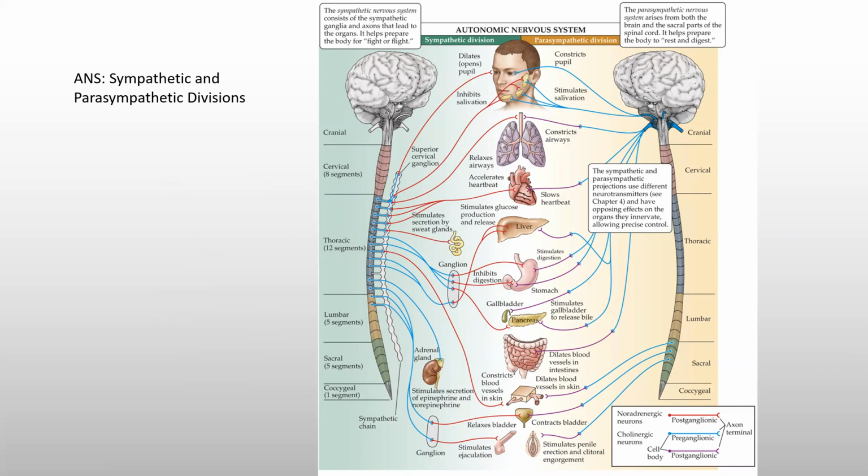So let's look at these in a little bit more detail. On the left-hand side, you have the sympathetic nervous system. On the right-hand side, you have the parasympathetic nervous system. Notice where they're stemming from. The sympathetic nervous system is from the thoracic and lumbar areas. The parasympathetic is from the cranial and the sacral areas. And then you can see how they work on all these different internal organs. The sympathetic nervous system speeds things up, getting things ready for action. The parasympathetic nervous system slows things down and calms us down.